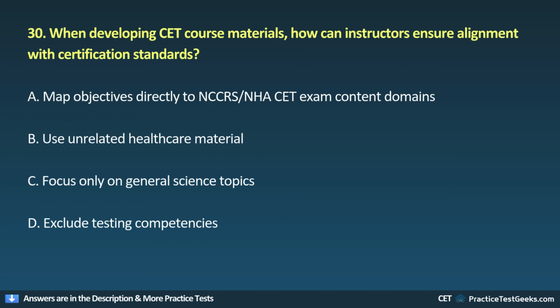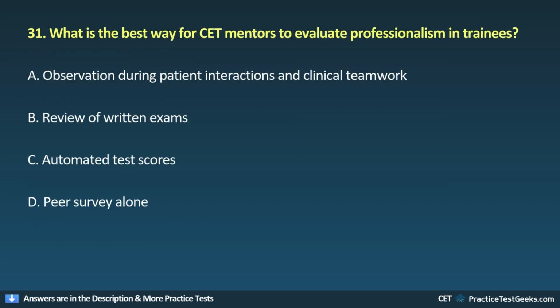B. Use unrelated healthcare material. C. Focus only on general science topics. D. Exclude testing competencies. 31. What is the best way for CET mentors to evaluate professionalism in trainees? A. Observation during patient interactions and clinical teamwork.